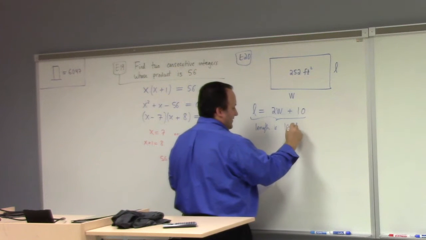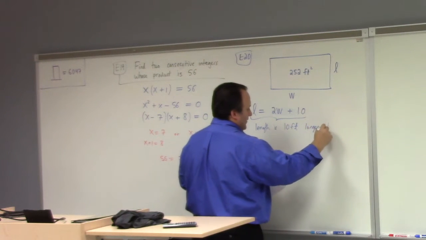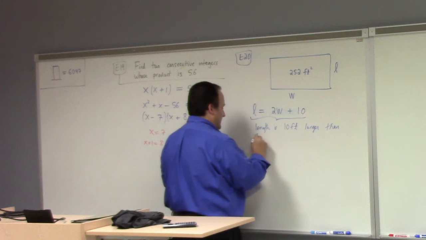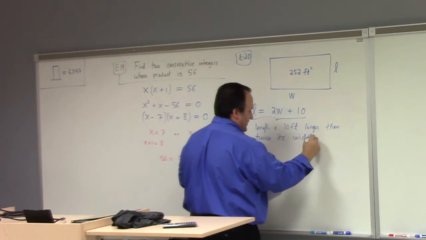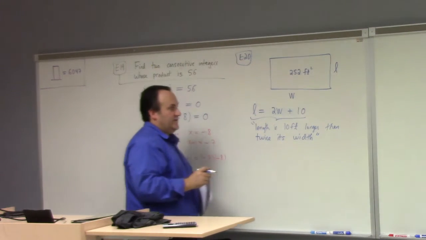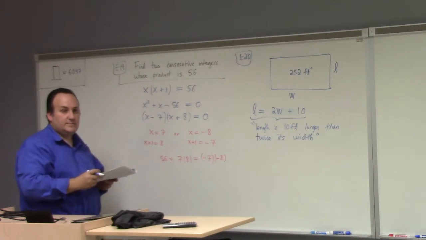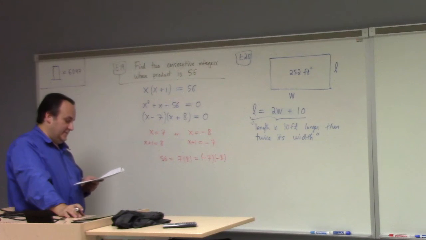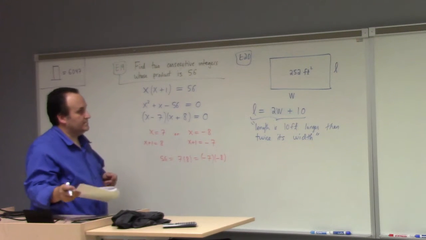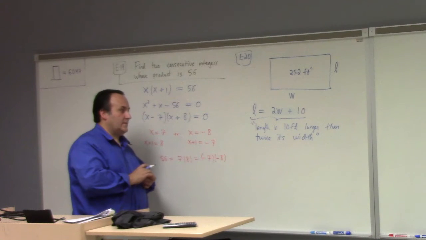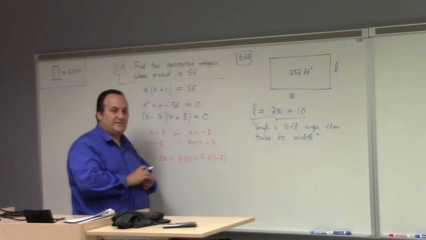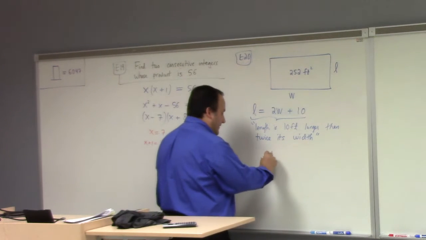So this is length is 10 feet longer than twice its width. That sentence in the statement of the problem translates into that equation, right? 2W plus 10 is equal to L. Now we're supposed to find the length and the width of the barn. How do I do this? So what equations do? How about area? Area is length times width, right?